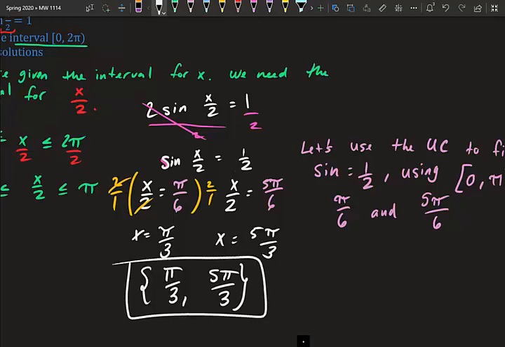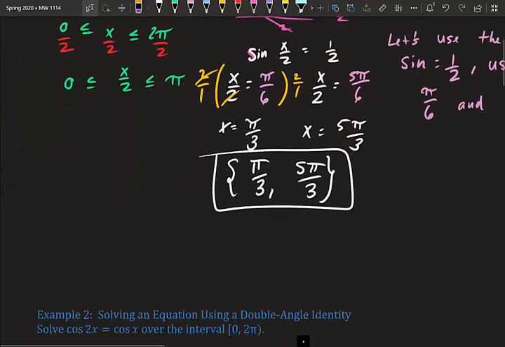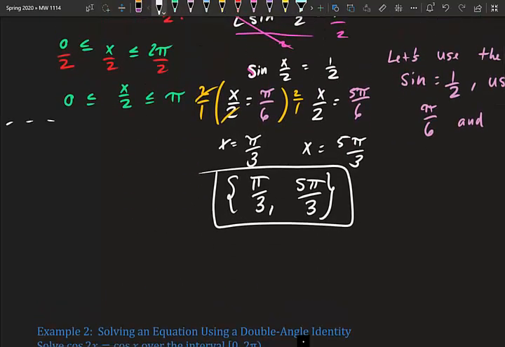Alright, let's find all solutions. To find all solutions, we need the period.